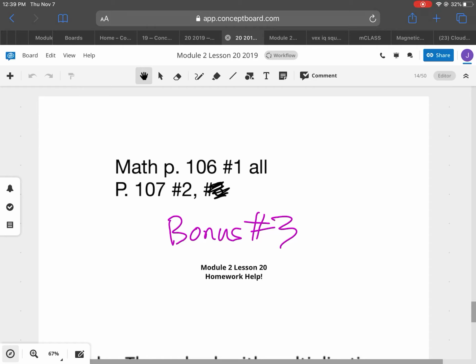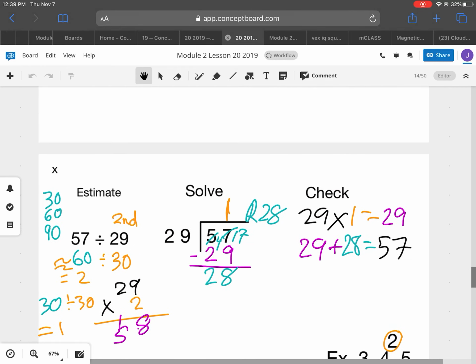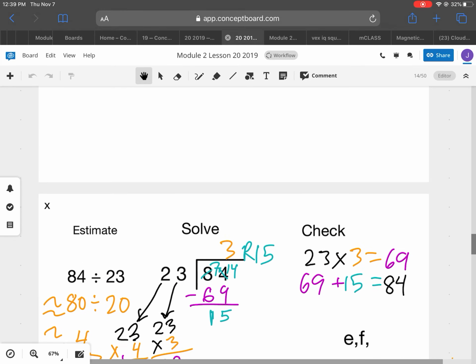Alright, this is Module 2, Lesson 20, Homework Health from 5th grade. This is the homework. I've decided to make number 3 a bonus. I will go over some of the problems we did today that were a little more complicated, and then I'll go over some new problems.